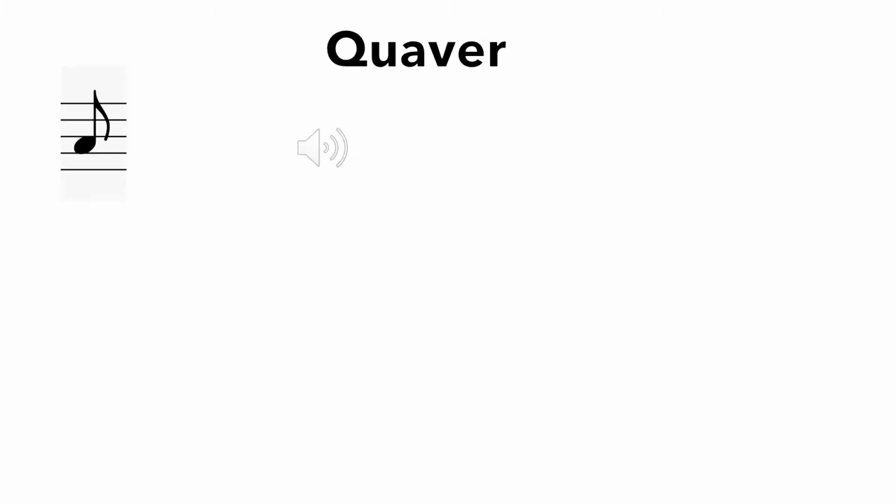The next note is the quaver. This note looks like a crotchet but now has a flag. A flag is used to halve the value of that note. This is where it starts to become more difficult as we are no longer dealing with whole notes. The quaver's duration is half a beat.